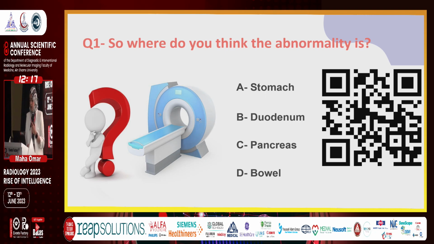So I would like you all to answer this question now. This is question number 1. Where do you think the abnormality is? Is it in the stomach, the duodenum, the pancreas, or the bowel? You can scan the QR code and choose question number 1 and submit your answer. I'm going to give you about 10 seconds to do so.